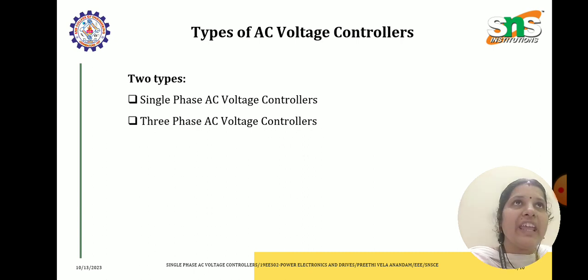And then we are going to see the types of AC voltage controllers. There are two different types: the first one is the single phase AC voltage controller and the next one is the three phase AC voltage controller. The single phase AC voltage controllers operate with a single phase AC supply voltage of 230 volt RMS at 50 Hz in our country, whereas three phase AC voltage controllers operate with a three phase AC supply of 400 volt RMS at 50 Hz supply frequency.